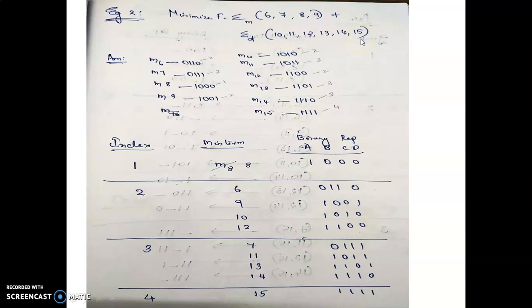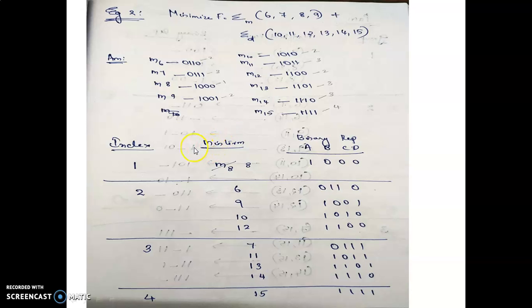Okay, so what's the first step? You will be representing the binary equivalent of these min terms. You will be representing the min terms of the sigma value, and also you will represent the binary equivalent of the don't care min terms also. So you wrote the min terms. This is for sigma m and this is for the don't care.